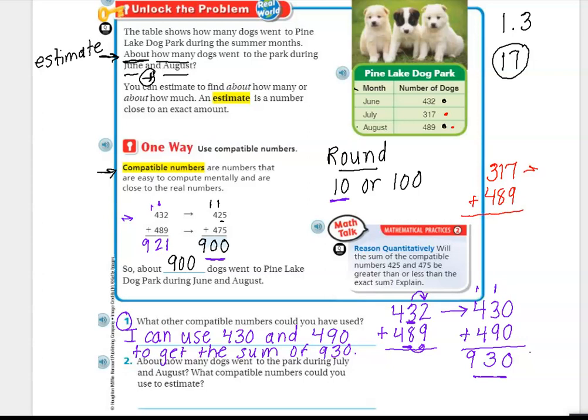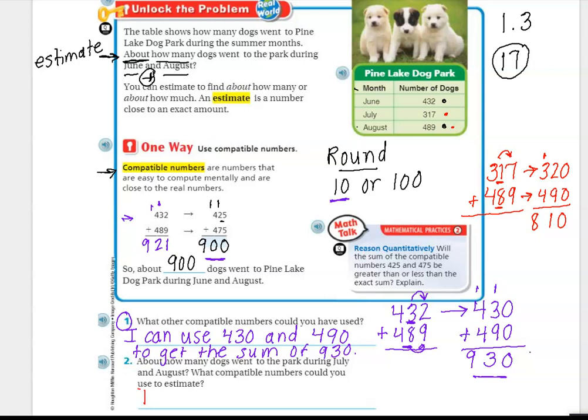Okay, so we'll round 317. We look at our tens number. We look next door at our ones. 5 or above, we go up to the next 10, and it is 5 or above. 7. Okay, and then 489, just like we rounded before, would round up to 490. So when I add those numbers together, we have 810. 810 dogs would go to the park.